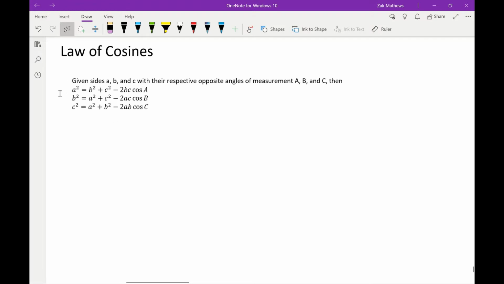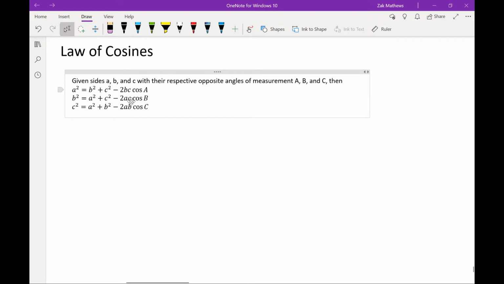Now this looks like three formulas, but really keep in mind it's one. They're all the same. They're all identical. We're just switching around the letters. The key to remember is whatever side we are looking for, whatever side is on its own, we are looking at the angle with that, and then the other two sides are the ones that we're squaring.